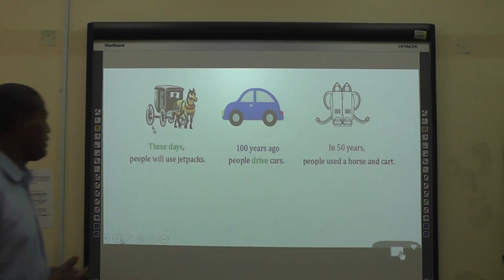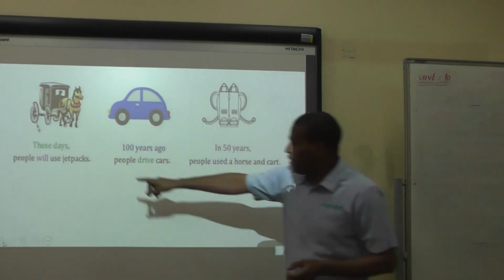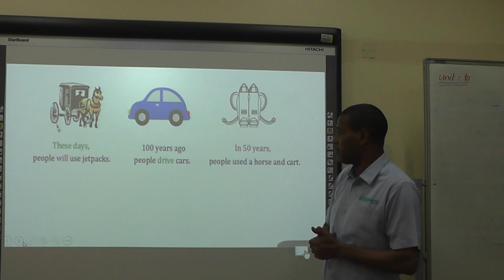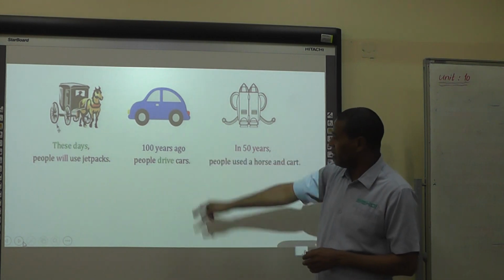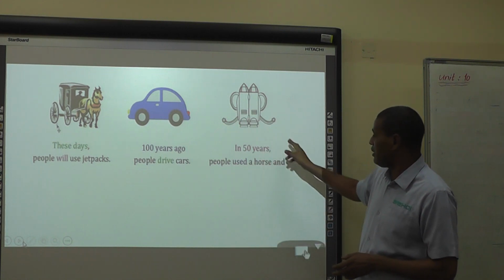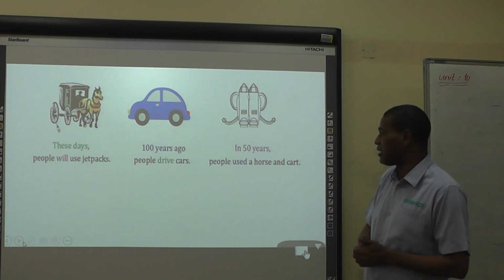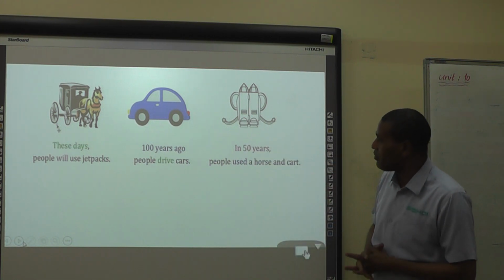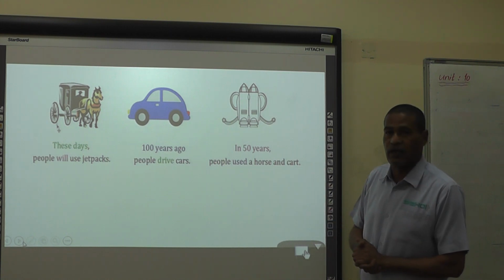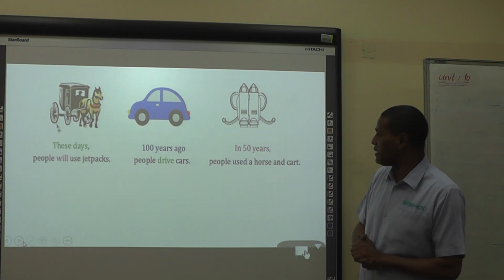If you look here at these three sentences, these days people will use jet packs. 10 years ago, people drive cars. In 50 years, people used a horse and cart. So look at them for a while and try to figure out the mistake or mistakes in these three sentences.